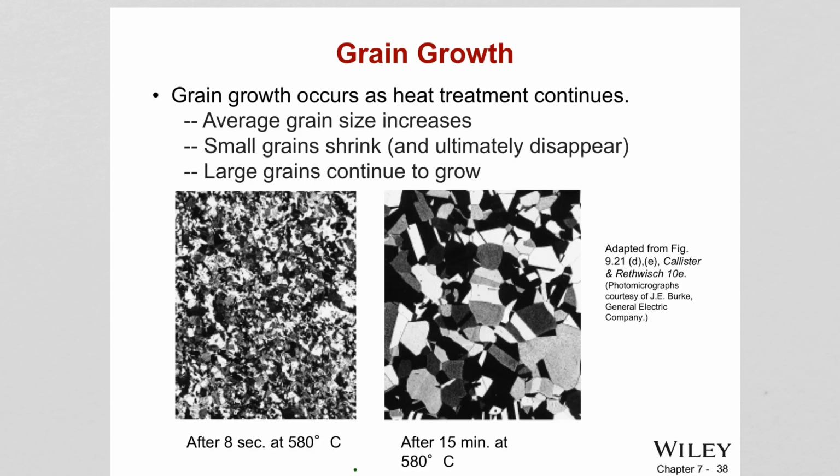So the final stage of annealing is grain growth. If you continue to increase the temperature, so this was after 8 seconds. Now if I keep it for 15 minutes at that temperature, you see how the grains grow. Okay, so average grain size increases, small grains shrink, large grains continue to grow. Please check the website links I'm sending you for the animation of grain growth.